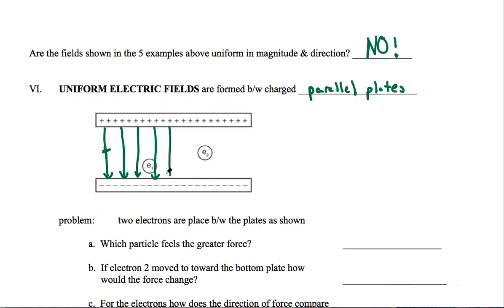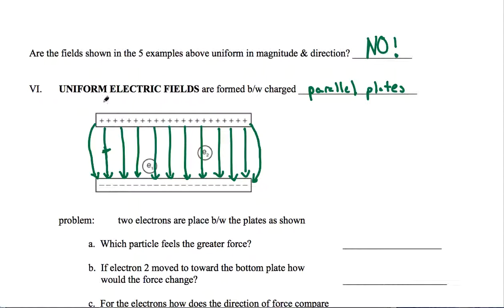So I'm going to try to keep them as close to equal distance apart as I can. And then towards the edges, it gets a little less uniform, kind of bends away, and then comes back towards the negative. So I'm going to show a little bit of a bending on the left and right side. And we have 2 electrons. So notice that electron E1 is closer than E2. But the important thing is that they are in this uniform field.